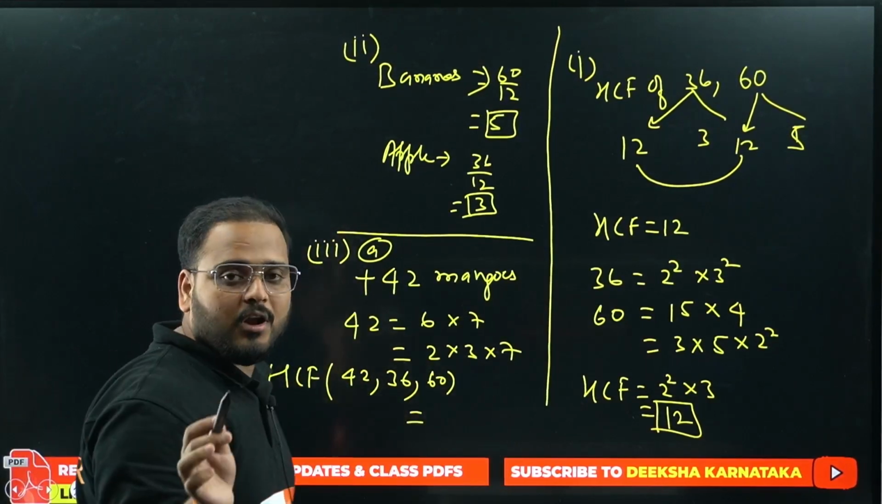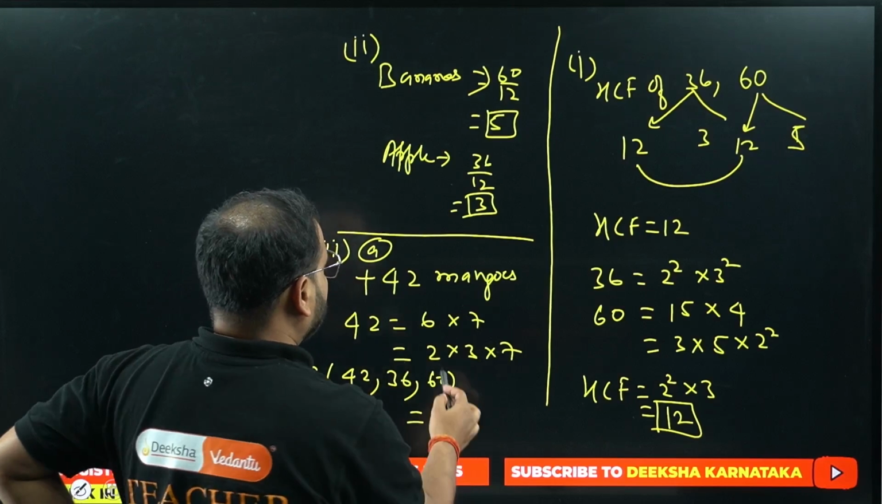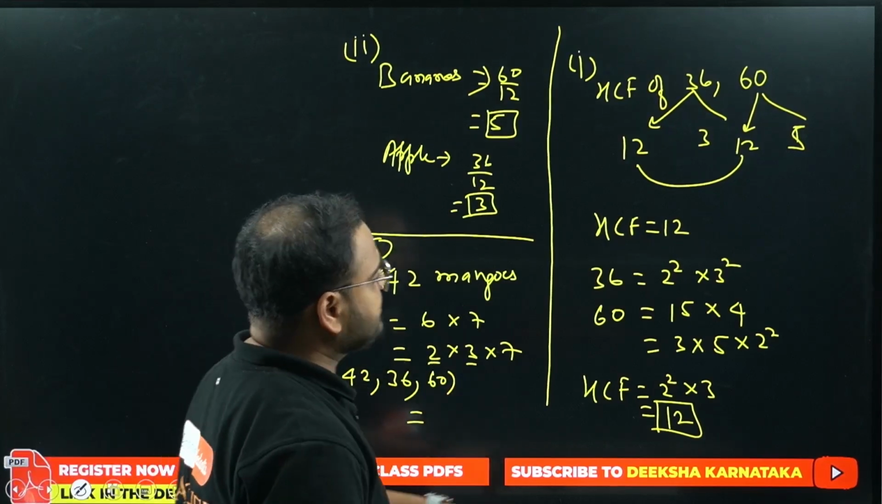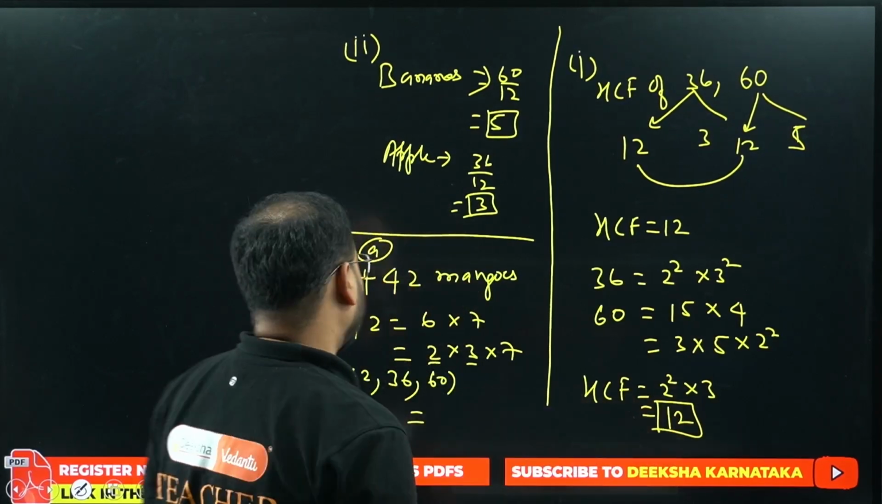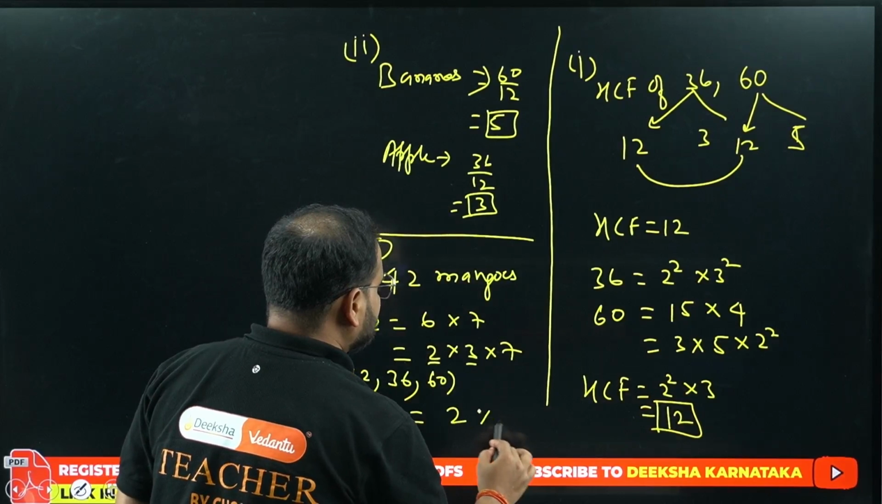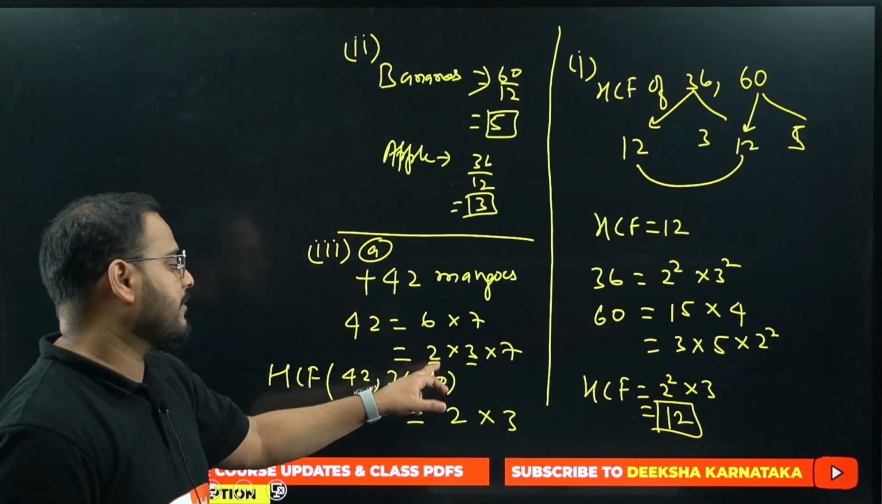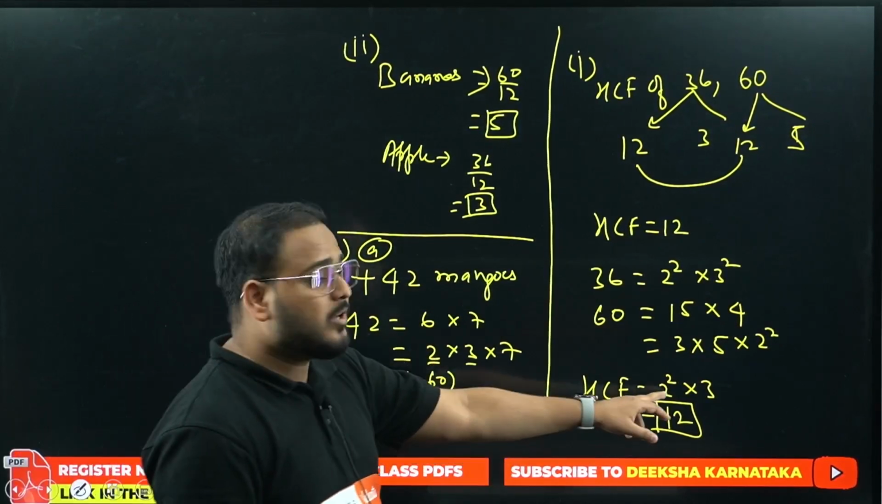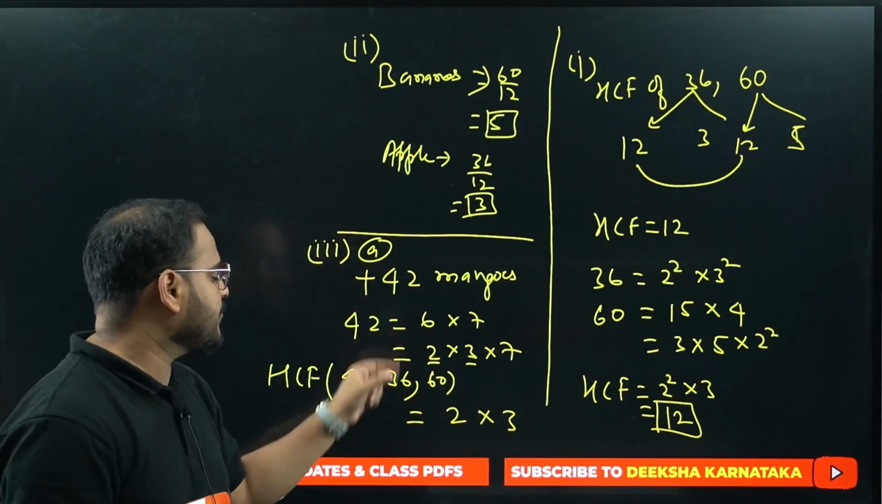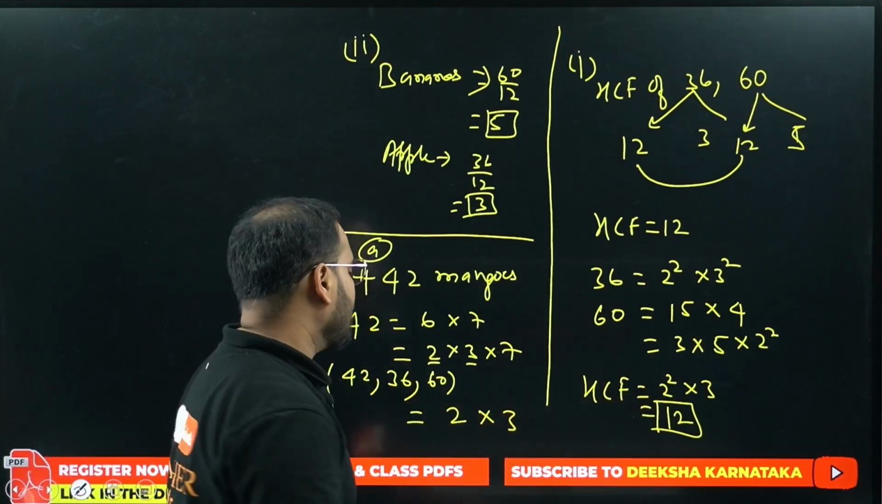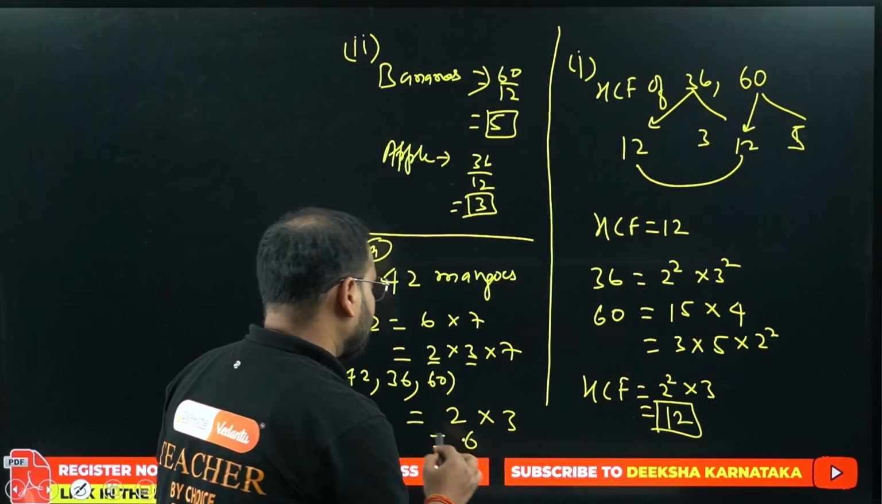What's the rule? All common factors with least power. Common factors are what? 2 and 3. Anything else is there? No sir, 2 and 3 only. So write it as 2 and 3 and the least power. What is the least power? For 2, least power is 1. Here 2 is there, but we have least power 1 in the case of 42. For 3 it was already 1. What is my answer? 6 is the answer.